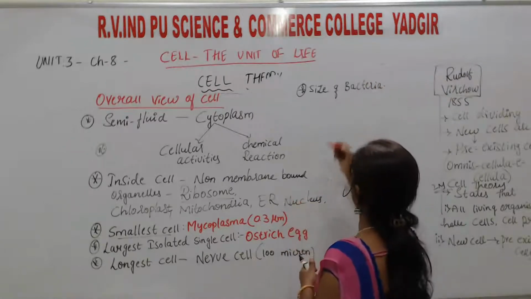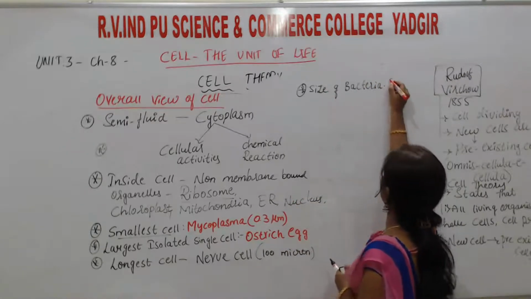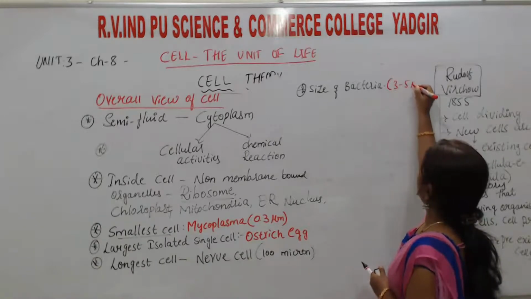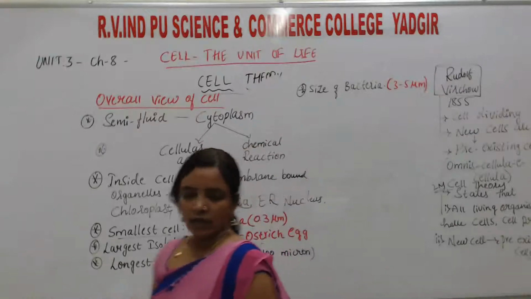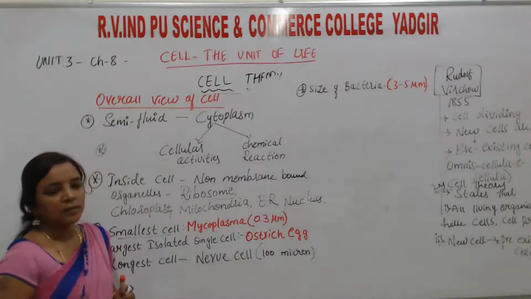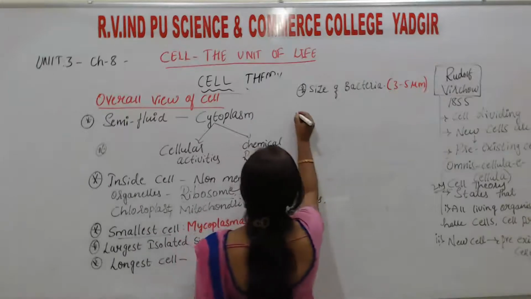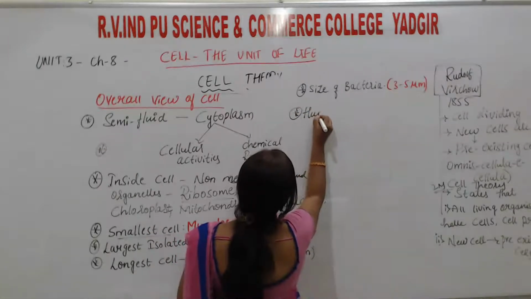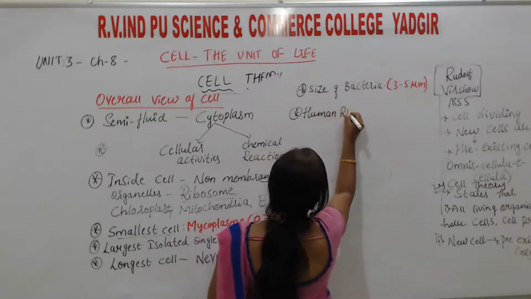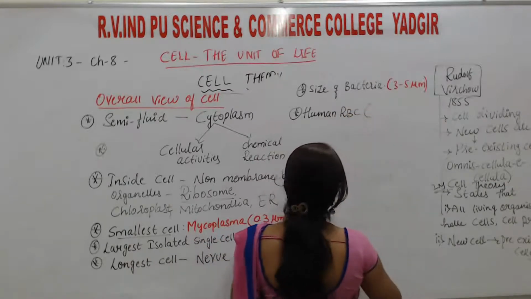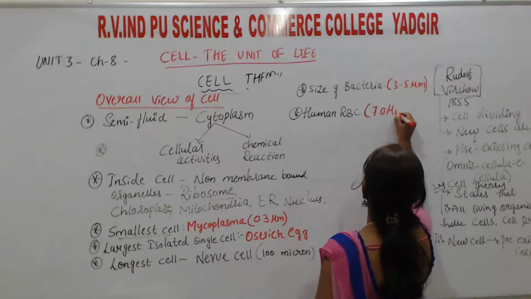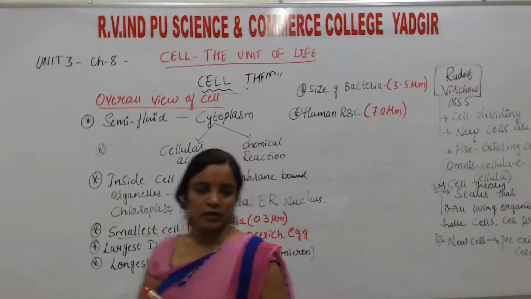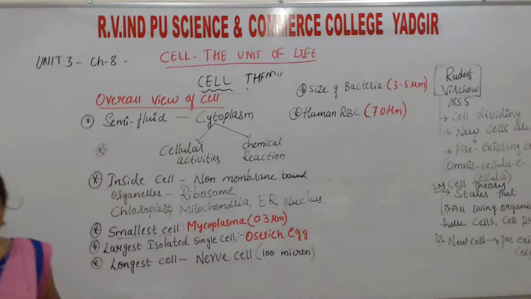Okay, if we take the size of the bacteria, it is 3 to 5 micrometer. And if we take human RBC, it will be 7.0 micrometer. Okay, these are the cells, which are showing different sizes.